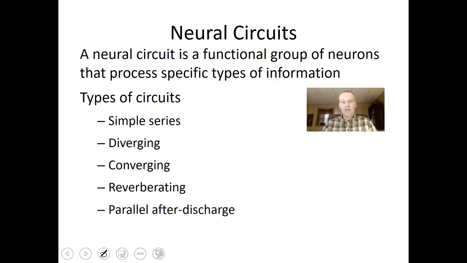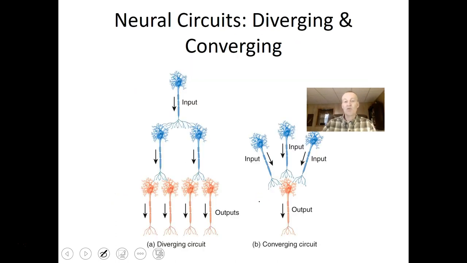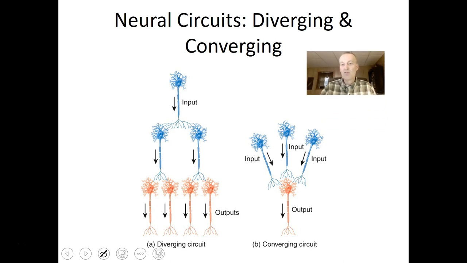I guess kind of to wrap things up, we'll talk about neural circuits for a second. So a neural circuit is a functional group of neurons that process specific types of information. We can have neurons that are in series. We can have them diverging, converging, reverberating, and or parallel after discharge. Let me show you what those look like. So these circuits are collections of nerve cells.